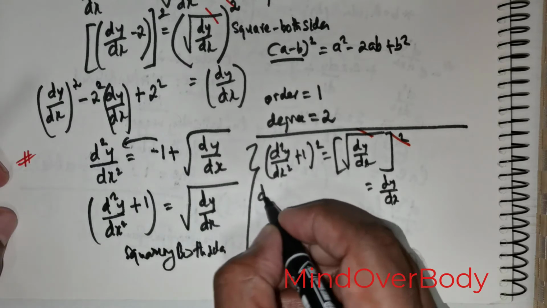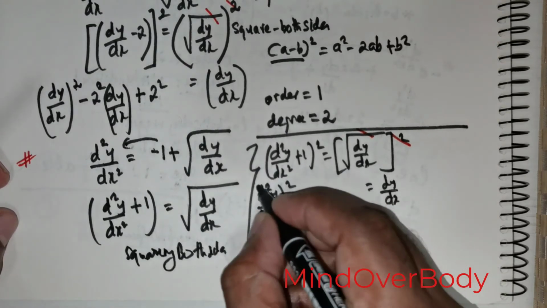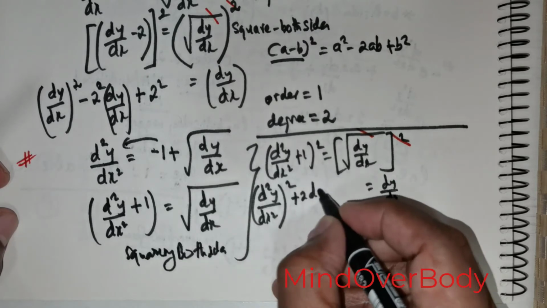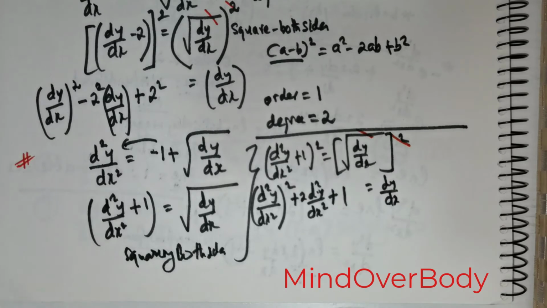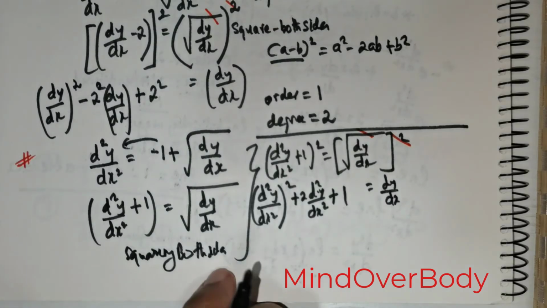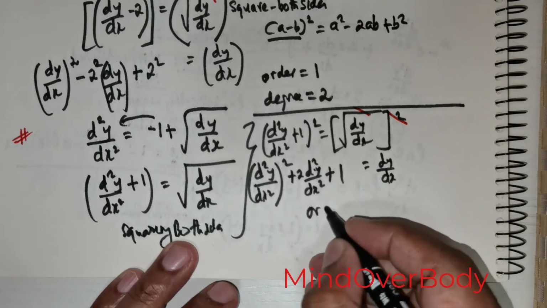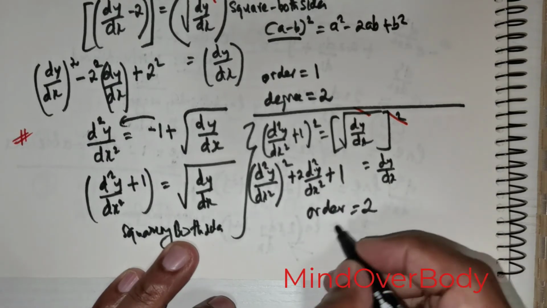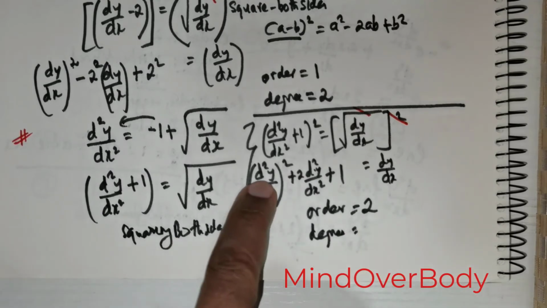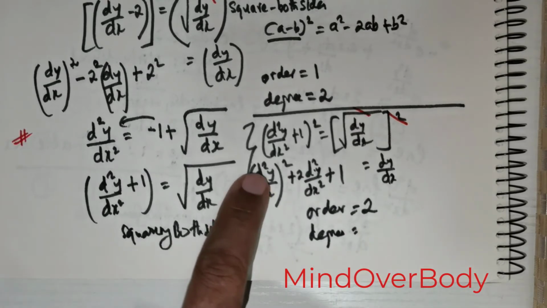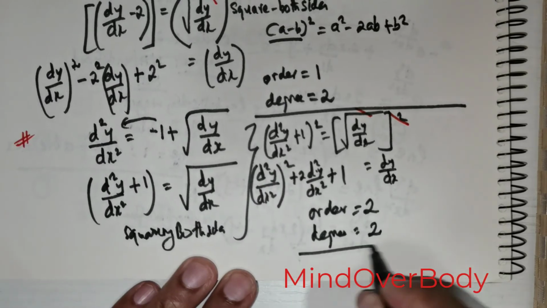On the left hand side, this is going to be (d²y/dx²) raised to the power of 2, plus 2 times d²y/dx², plus 1. Now we are looking for the highest order differential. So clearly the order in this case is going to be 2, and the degree is nothing but the power of the highest derivative. So in this case the power is 2, so the degree is going to be 2.